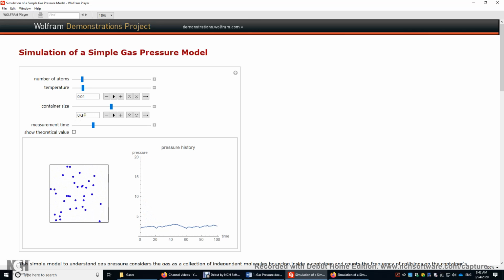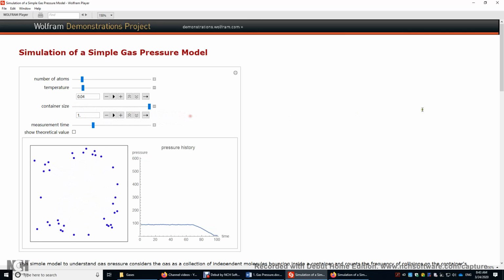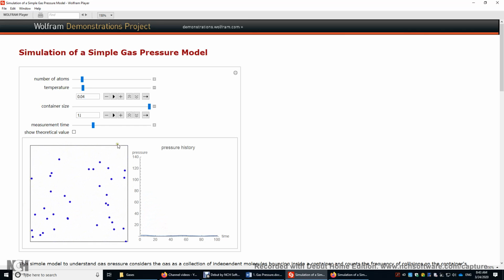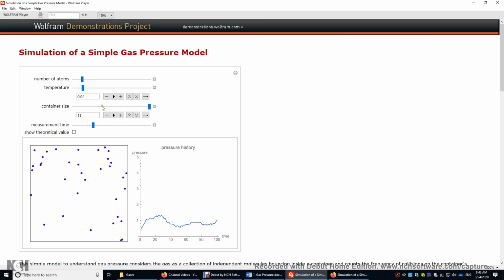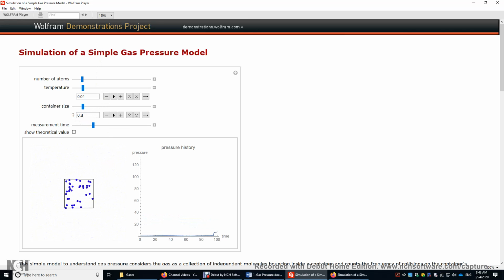Now I will decrease the size of the container, and then you can see the pressure increases dramatically because I'm using a very small container size. Now I'm going to use a very large container size. And you'll see the pressure drops dramatically, and you can see it takes much longer for those particles to collide with the surface areas now. I'll change it back to 0.3. Okay, this is the original value.